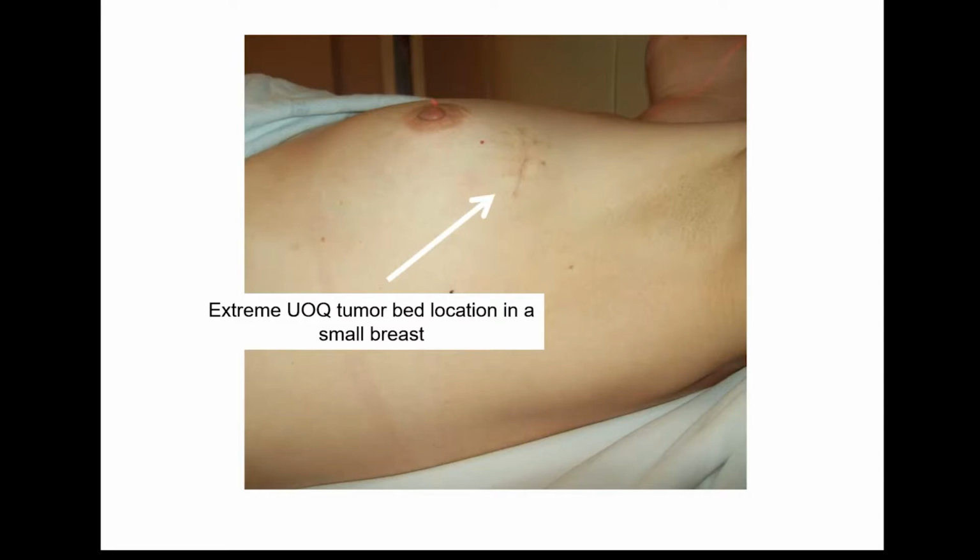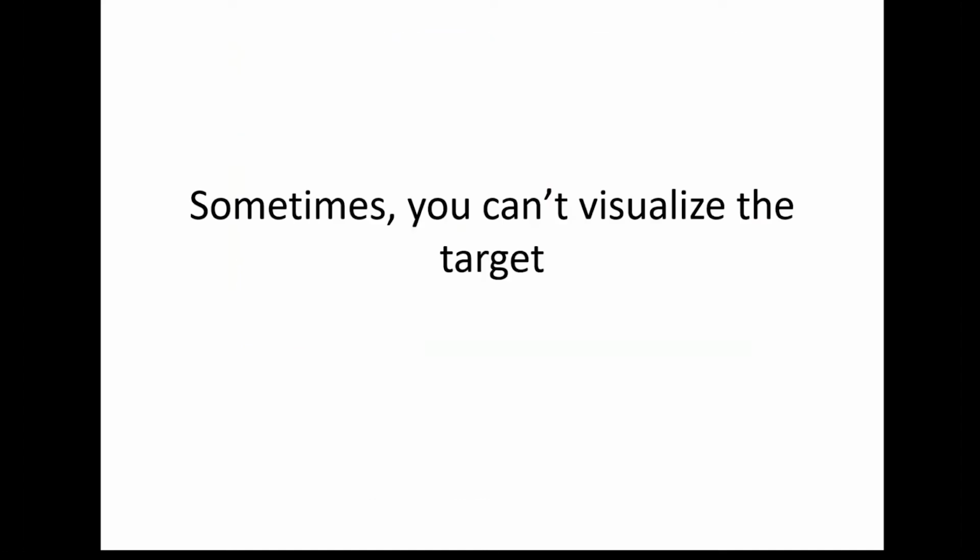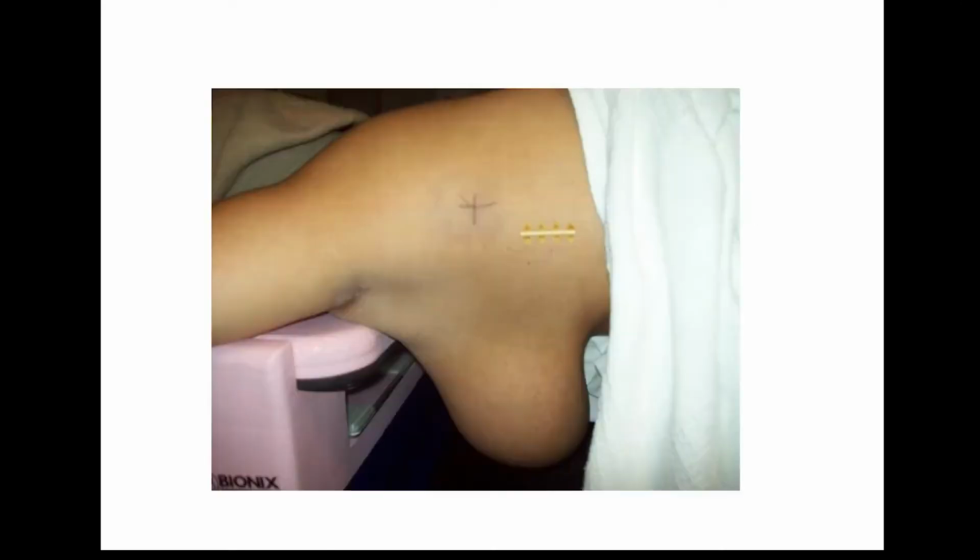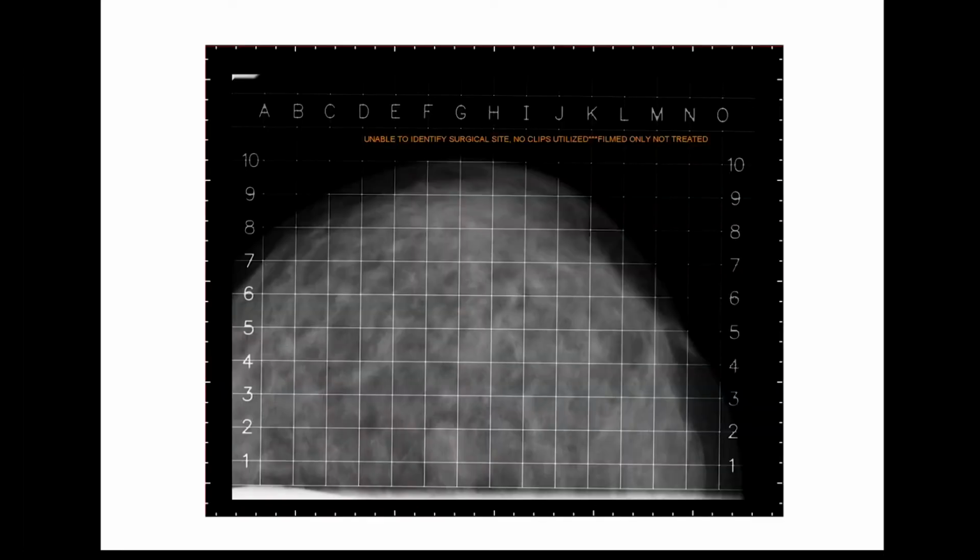And once again, there's a small breast, extreme upper outer quadrant location, and as you can see from this, it's just going to be very hard to get compression in both axes here. Next slide. Sometimes, even with mammography, you just can't visualize the target. Next slide is another case of very large breast. Next slide. This is the AccuBoost image, and there were no surgical clips.